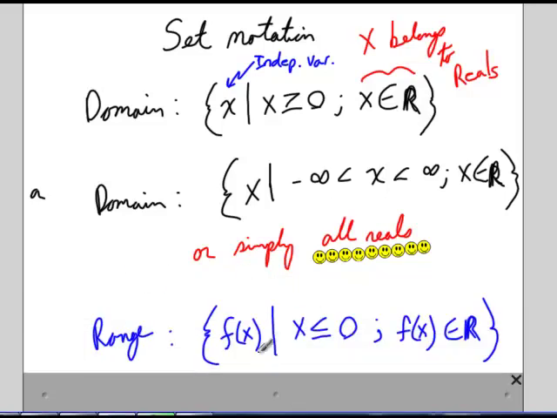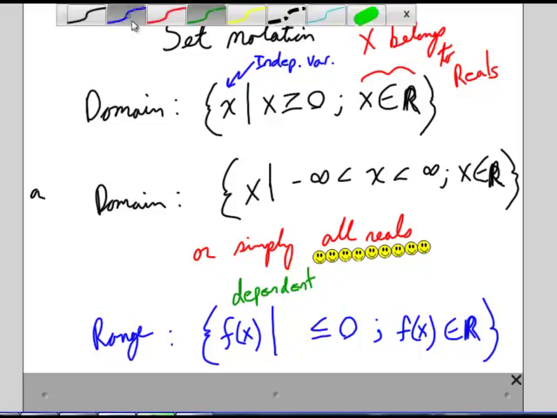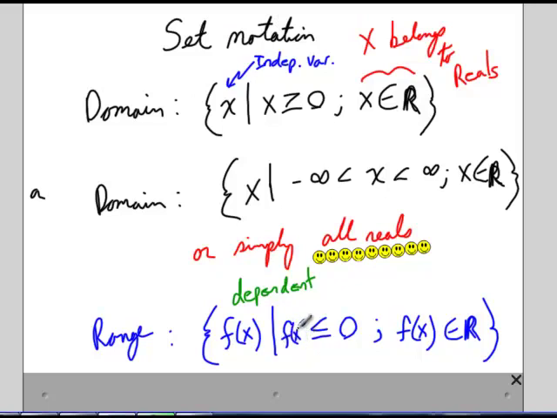And range, same thing. In this case it says range. Now this is my dependent variable, because range is associated with the dependent variable. So this is dependent, and you can see I have a mistake right here. This shouldn't be x, this should be f of x. This says f of x is less than or equal to 0. So this would be all of my negative numbers for my f of x, and this says f of x belongs to the reals.